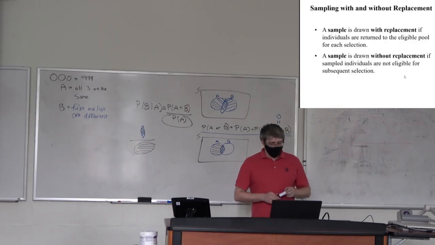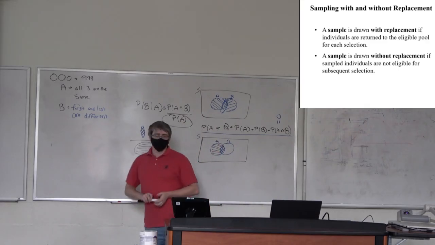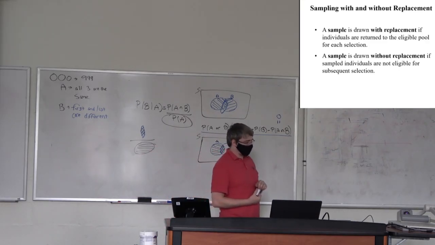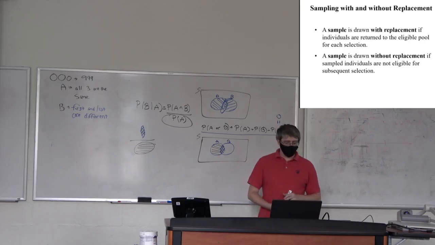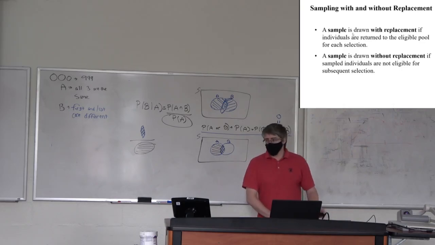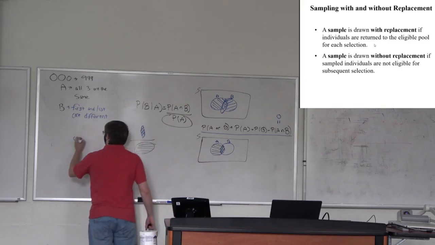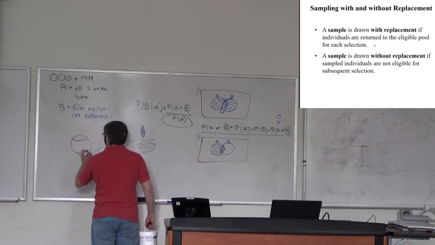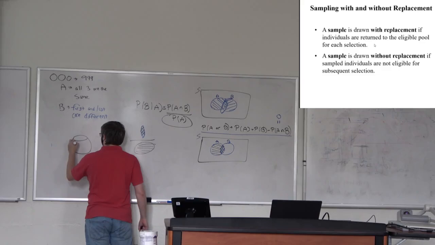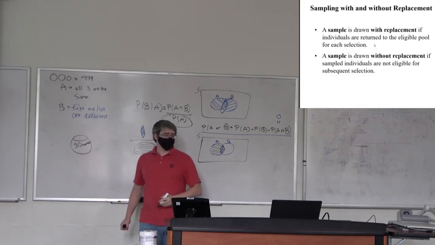So I just want to talk about sampling with and without replacement. We talked a little bit about this in the sampling chapter, I think maybe just for a slide or two. But for sampling with replacement, I'll have an example. Suppose I have a fishbowl that is full of 50 names.